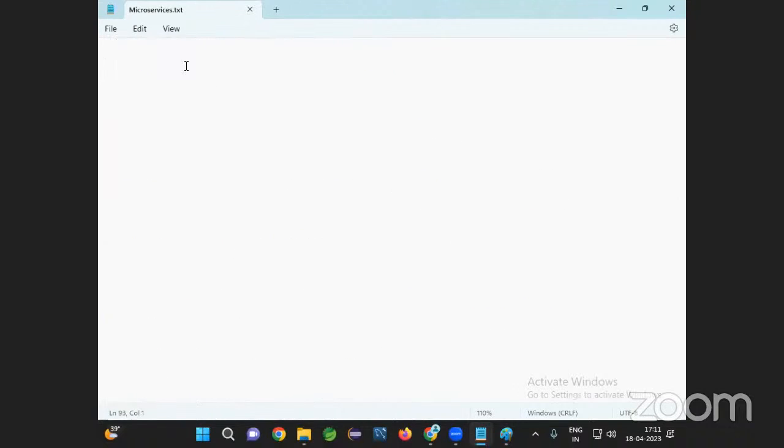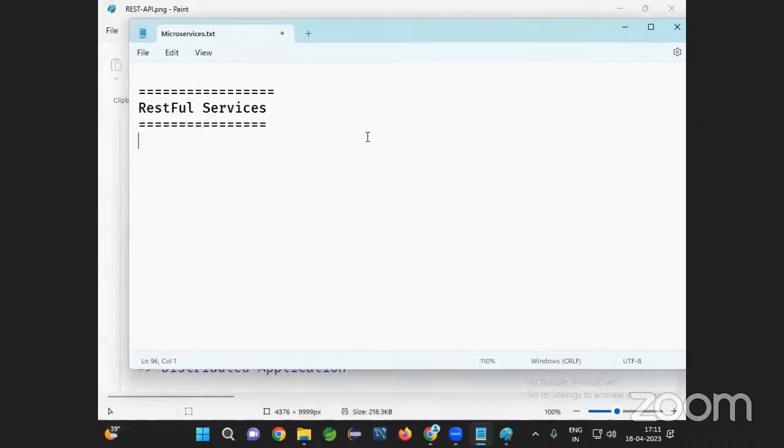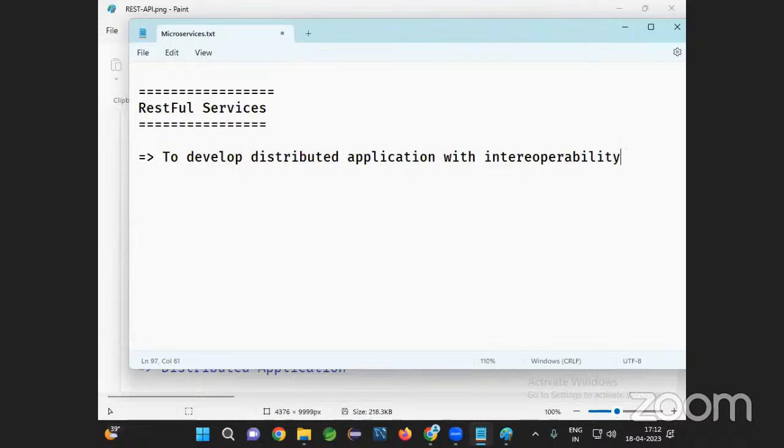Now, let's try to understand what is a RESTful service. RESTful services are used to develop distributed application. What is the main purpose of going for RESTful services? The main purpose of RESTful services to develop distributed application with interoperability. Remember, we want to develop distributed application with interoperability. For that, we are going for RESTful services.